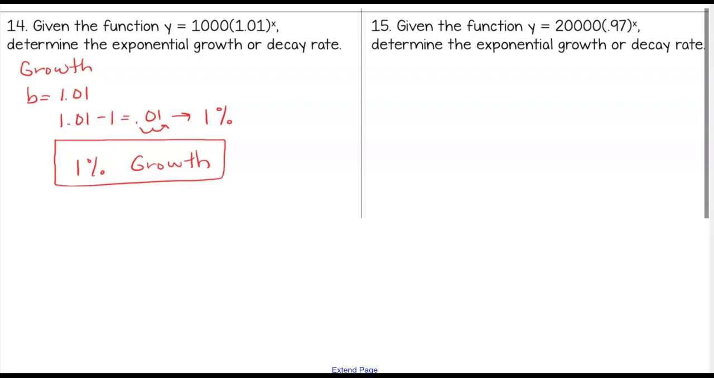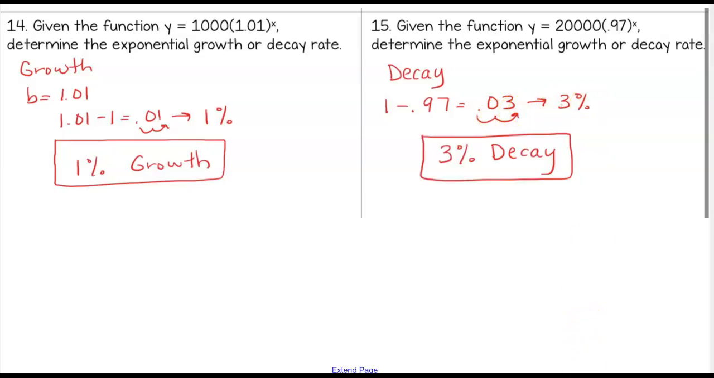Alright, take a look at 15 and see if you can figure this one out. First, is it growth or decay? It is decay. Alright, see if you can find that b. What's that b? That growth factor. Oh, they didn't put that space there. But it is 0.97. And then you're going to find the percent. You're going to have 1 minus 0.97, and it's equal to 0.03. You're going to move the decimal over 2 places, and that's going to get you 3%. So it's a decay of 3%.